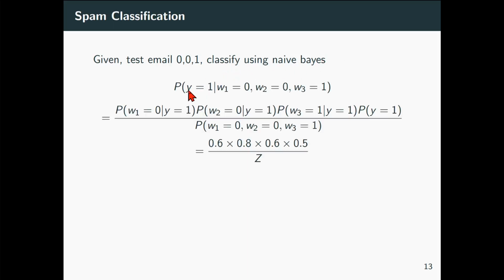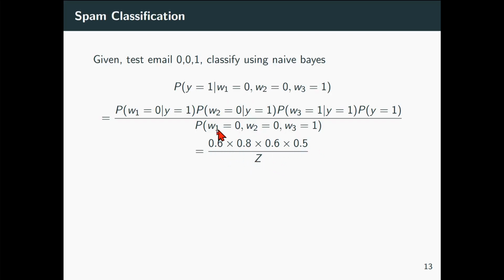So we have the probability of y equal to 1. We compute both the probability of y equal to 1 and the probability of y equal to 0, and then we compare which of them is higher. Whichever is higher is the assigned class for this test sample. We have w1 equal to 0, w2 equal to 0 and w3 equal to 1. Using the Bayes update rule, this expression can be written as the probability of w1 equal to 0 given y equal to 1, w2 equal to 0 given y equal to 1, w3 equal to 1 given y equal to 1, times the probability of y equal to 1, divided by the probability of this observation. We will just denote that with z.